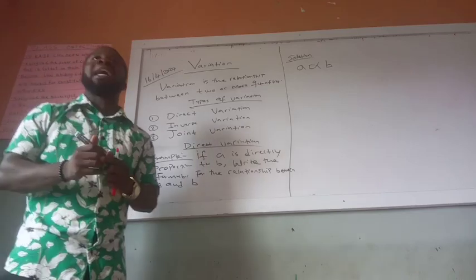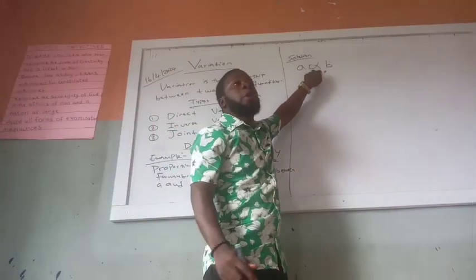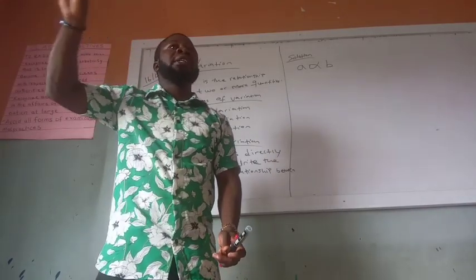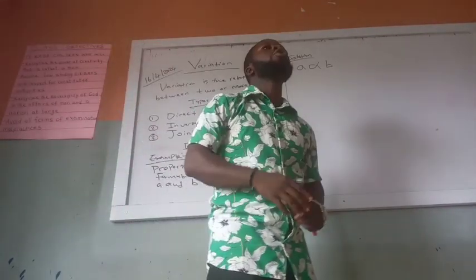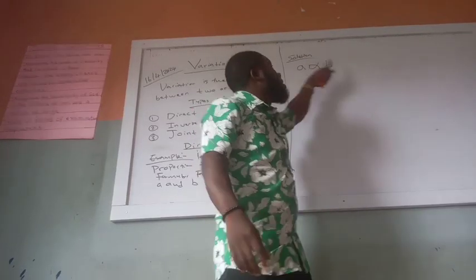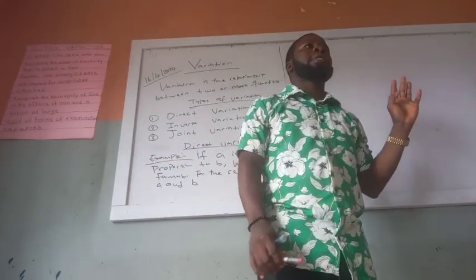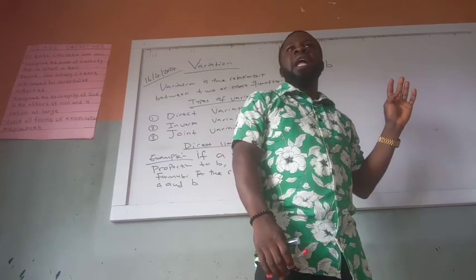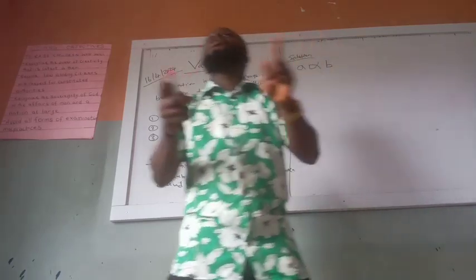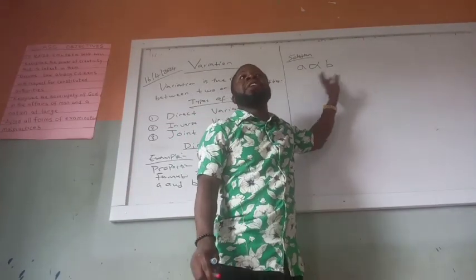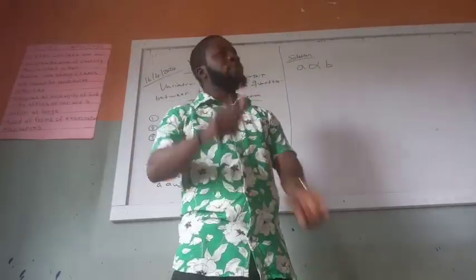Now, the law is that for you to remove this proportional sign and turn it to an equality sign, you must introduce your favorite letter. That is not the same thing with this. And that favorite letter is what we call your constant. Are you getting what I'm saying? So if your favorite letter is the same with the letter that I've been given, you cannot use it again. You have to look for another letter.